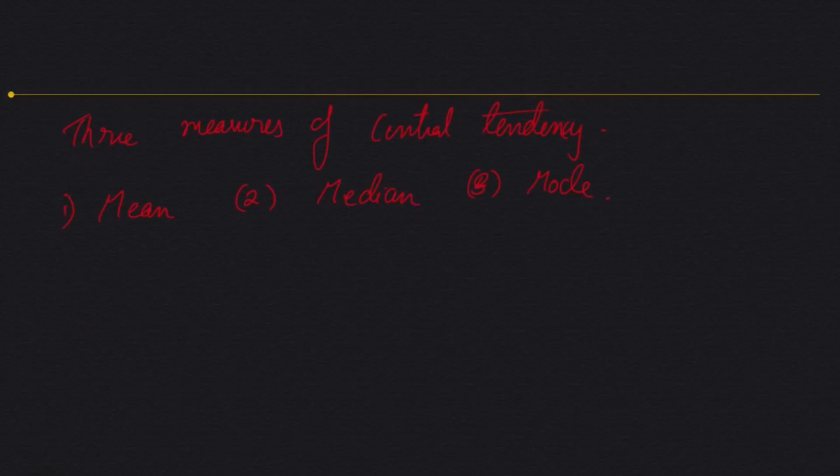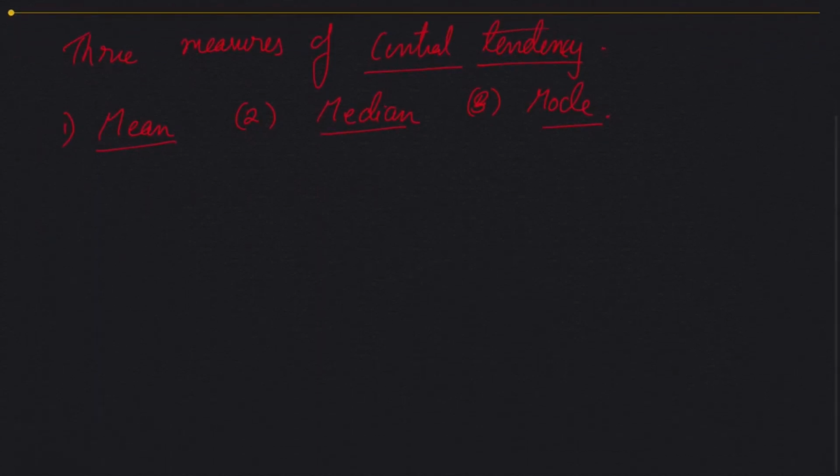But before that, let us look at what we mean by measures of central tendency. These are the three measures of central tendency. We have some more measures, but up to class 10 standard we'll be studying only these three: mean, median and mode. To explain that, let us take one example, and that will also act as a revision of what we had done in class 9.